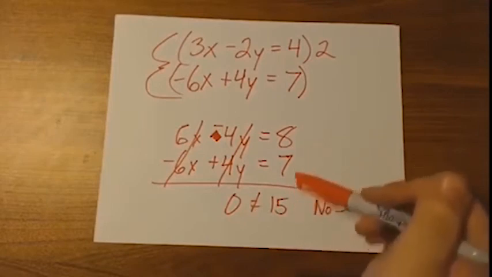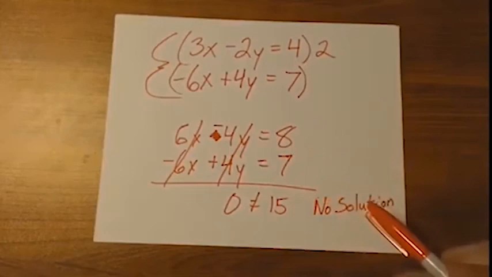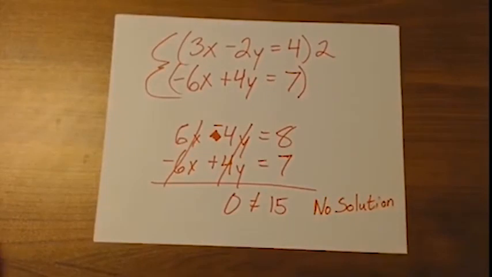But we did not get the same line. They are not the same line. That's going to be the other type of special system. And example 4, solving a system with infinitely many solutions.